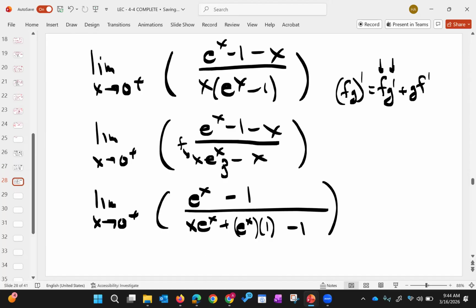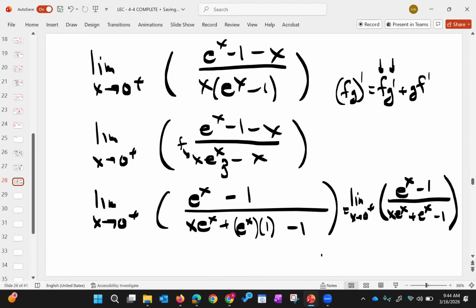Cleaning it up just a little bit here. The limit as x goes to 0 from the positive side is, on the bottom, x e to the x plus e to the x minus 1. There's what I got on the bottom there. And the question is now, can I plug it in? Will it cause a 0 on the bottom if I plug in this stuff?